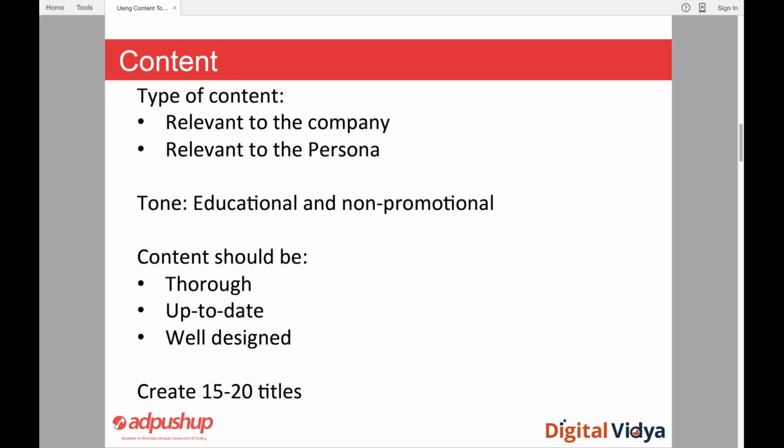The content which you create in this step, we need to make sure that it is not promotional in any way. And it should be purely educational. The purpose, like I said, should be to help the audience, to help the reader. We need to make sure that our content is very thorough, it is up to date and well designed. When I say well designed, I mean, if you look at a lot of guides, this means using a lot of relevant illustrations. It means using a very good structure.